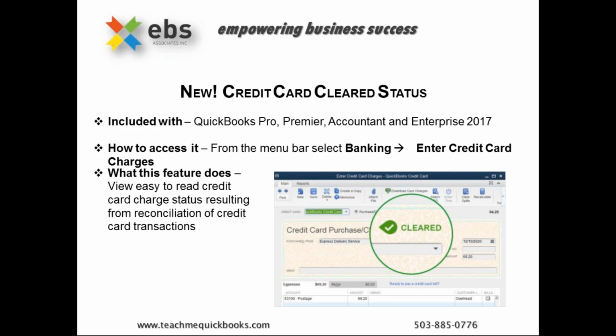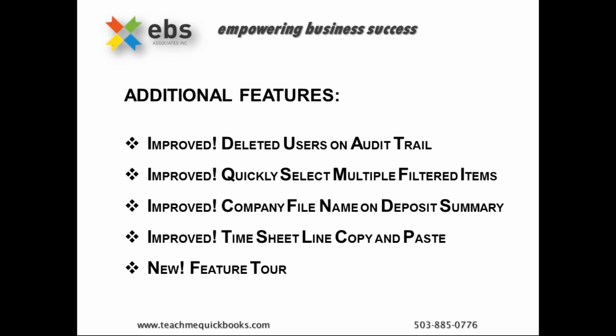Additional features that we have improved: deleted users on the audit trail. So that's there. There are some ways to quickly select multiple filtered items. So again, back to your reporting and filtering. The company file name on the deposit summary is something that's been improved, and the timesheet line copy and paste.